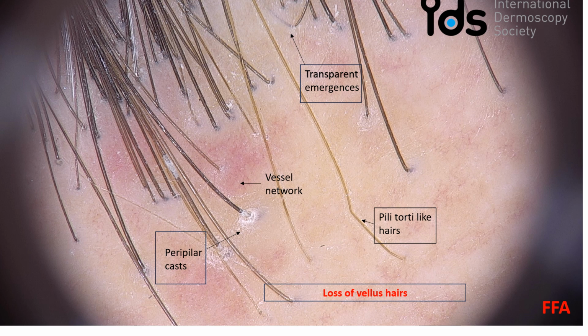You can see on this image several of the features seen in frontal fibrosing alopecia. Loss of vellus hairs, then we have these transparent emergences of the hairs. You see how the hair comes out on the surface through the skin. You can see actually the emerging hair because the skin is also thinner. We have peripilar casts. Usually the hairs are not organized in mini tufts, they're single. We have pili-torti-like hairs, and the most striking feature is that we have follicular dropout.